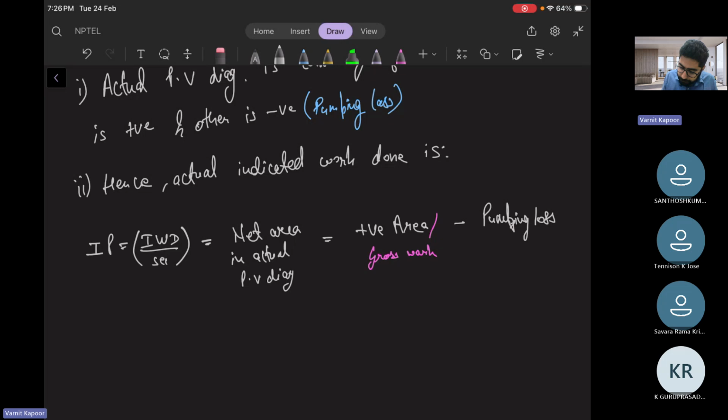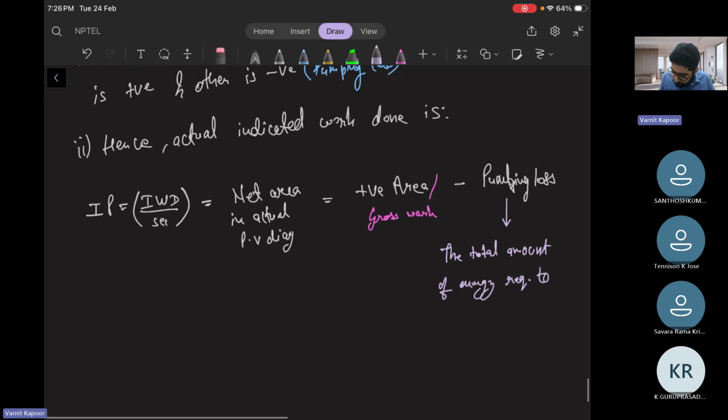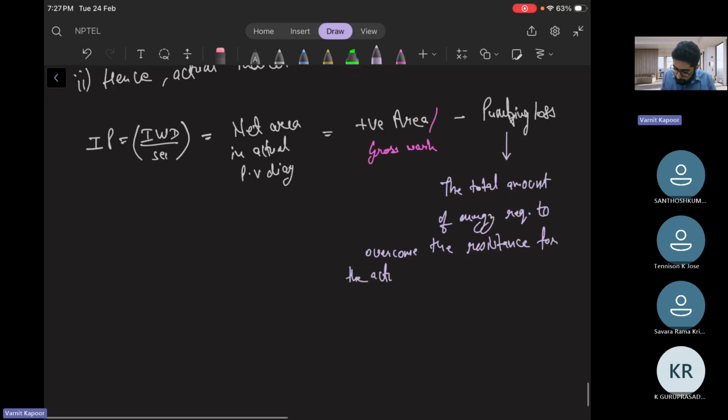Pumping losses, let me write that point: the total amount of energy required to overcome the resistance for the actual suction and actual exhaust stroke.